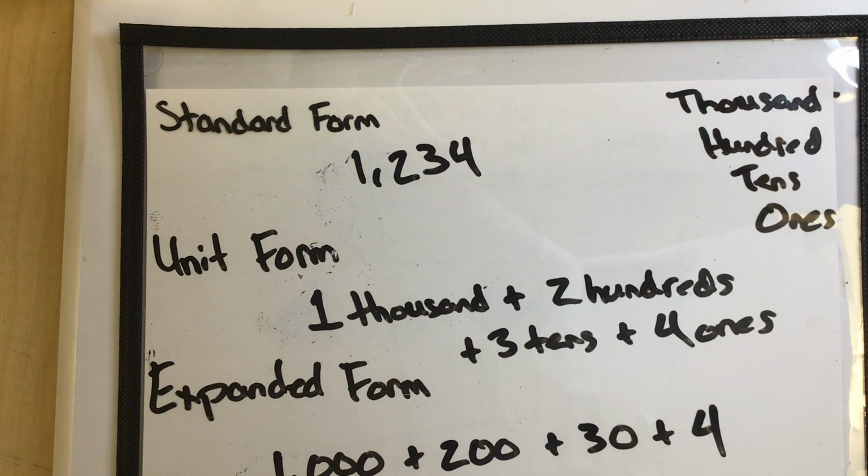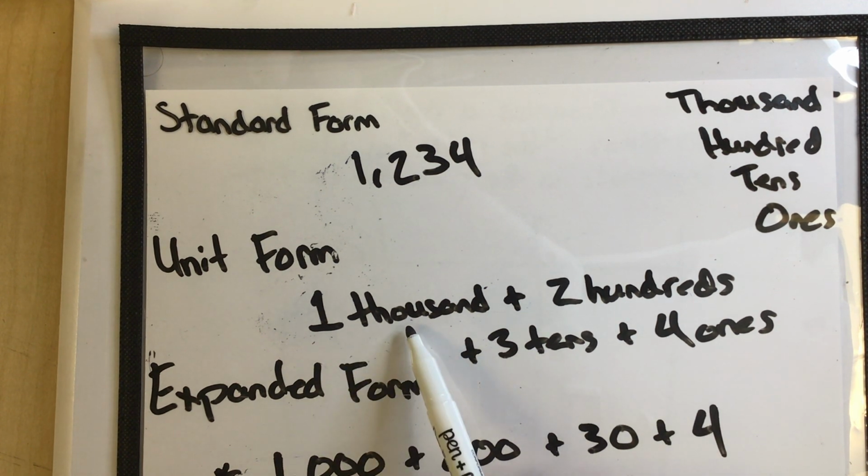Now, sometimes you might see numbers written in expanded form. All you do is add them up together. So then that'll be 1,000 plus 200 plus 30 plus 4, and you get the number in its standard form. Now, if you have it in unit form, you just write out the numbers, and then you can add them up to find our standard form.